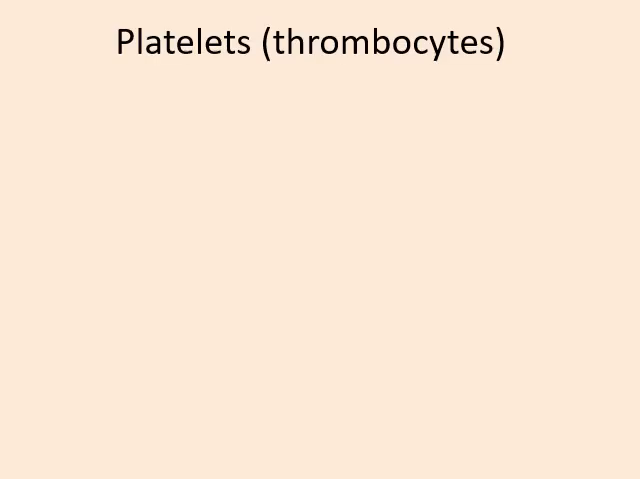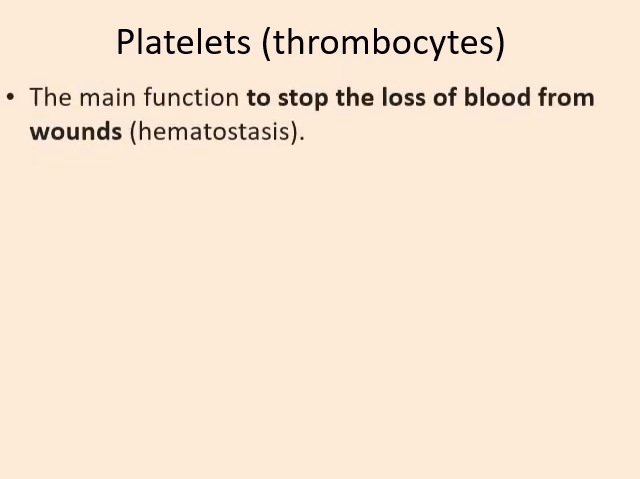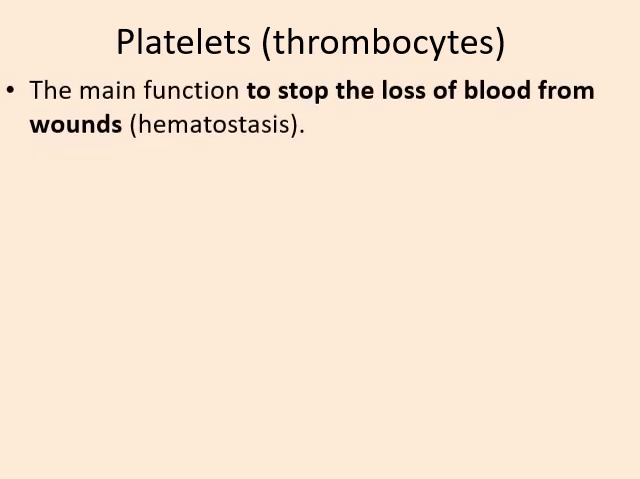All right, our next ones are platelets, which can also be called thrombocytes. Your platelets' number one job is to stop bleeding. Their main function is to stop the loss of blood from wounds. That's called hemostasis. What they do is they aggregate. If you've got an injury, they'll sense anything that's broken. Anytime a membrane breaks in your body, or your blood vessels break, whatever it is, they'll send chemical signals out around the blood.